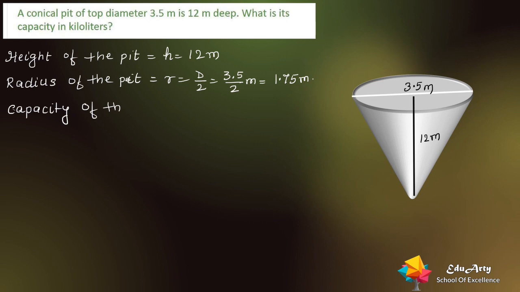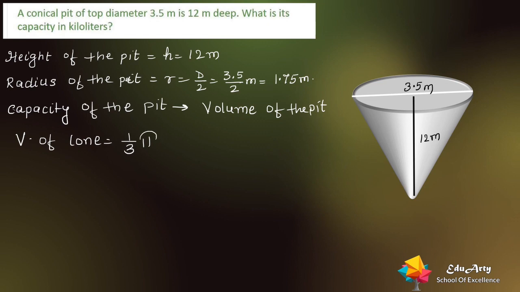Capacity means volume, correct? So basically they have asked us to find out the volume. Capacity of the pit, which clearly means volume of the pit. क्या होगा volume of the pit? So let us write down therefore volume of cone formula हमारे पास है which is equal to 1 by 3 pi r square h.